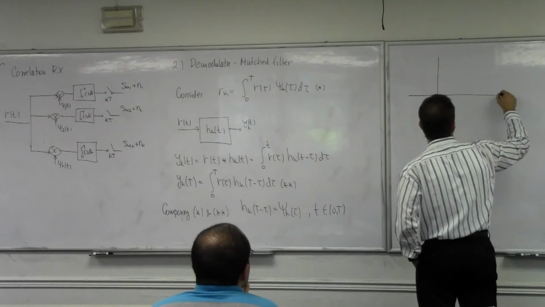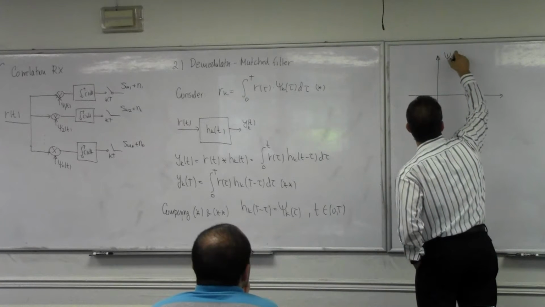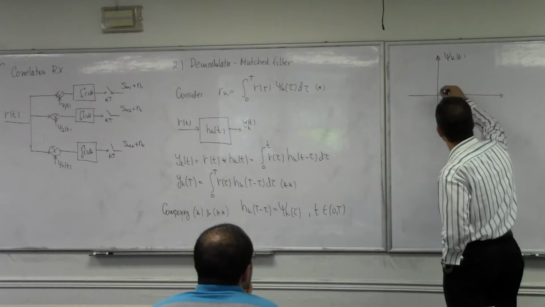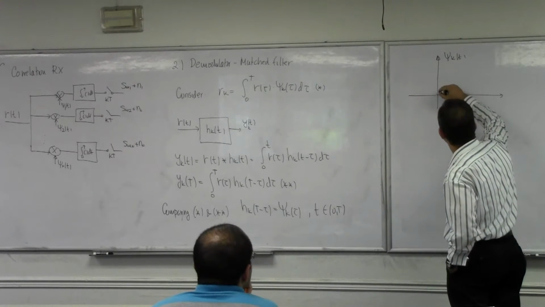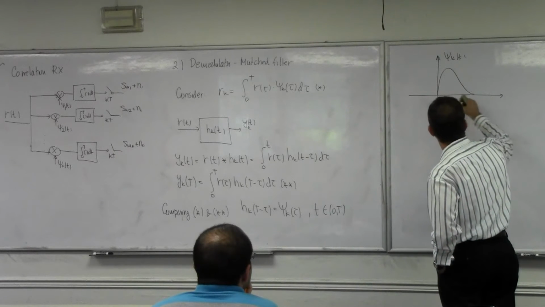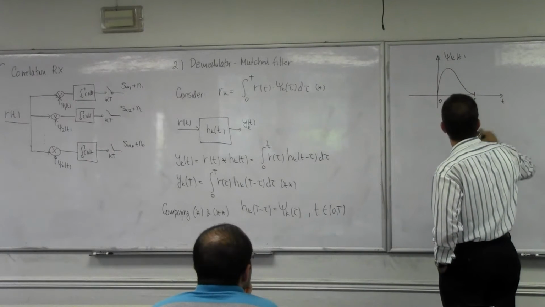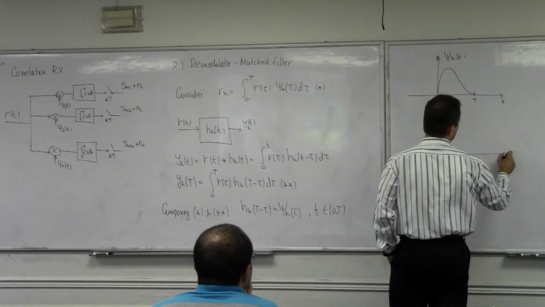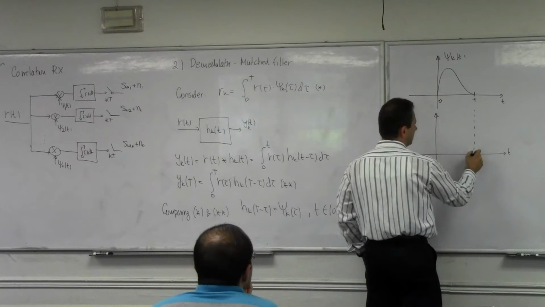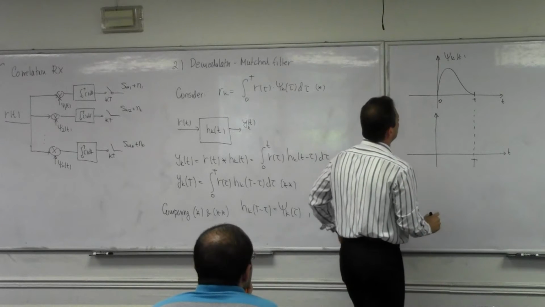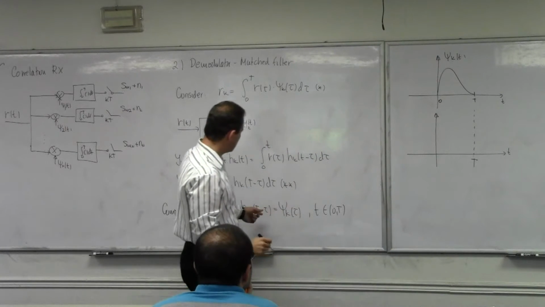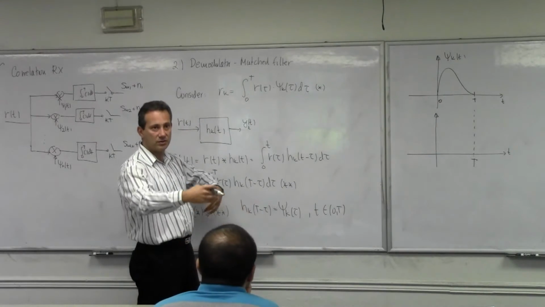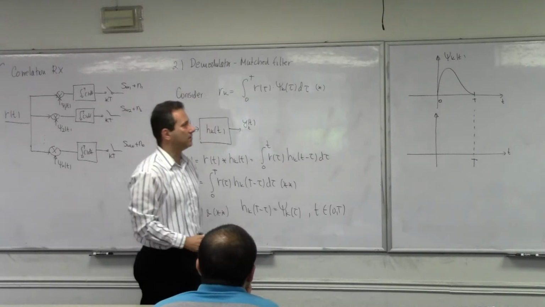Let's say that this is my psi k of t, and let's say my basis vector looks somewhat like this, between 0 and T. Then how does the impulse response of the matched filter look? Well, it exists over the same interval from 0 to capital T. It is flipped. Why is it flipped? Because if this one is a function of tau, this one is of minus tau. So it's flipped and then delayed by capital T.